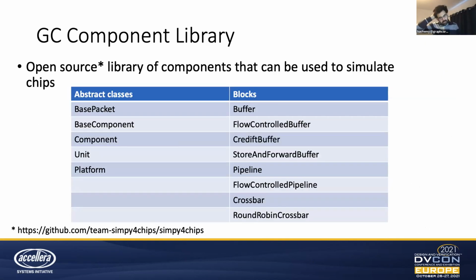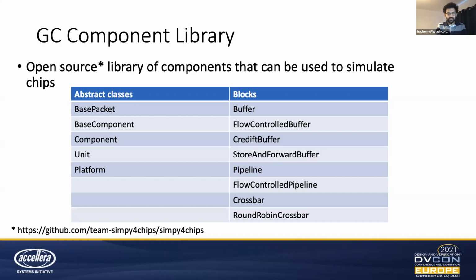Now, in the open source library that we're making available, we've built some abstract classes and some actual components that can be used to build systems. The abstract classes we already discussed, which are the component, the unit, and the platform, as well as the base component that contains really just the logging features. And then we have the base packet, which is an abstraction of a datum that can be sent between units. This could be customized to be anything you want.